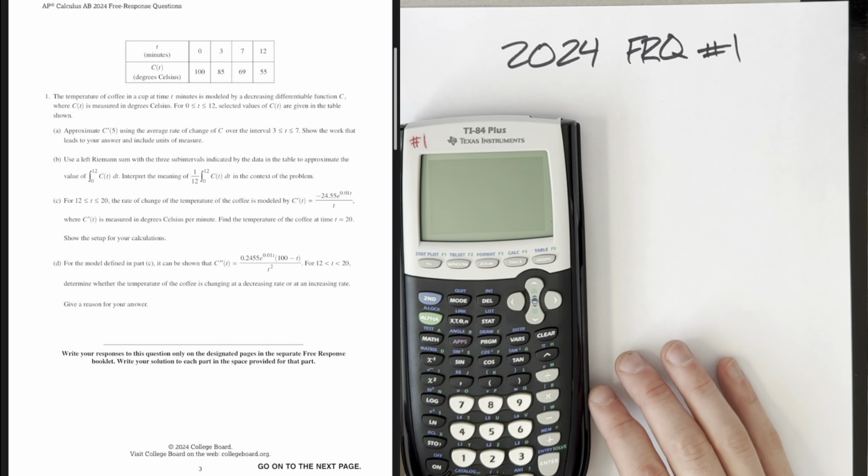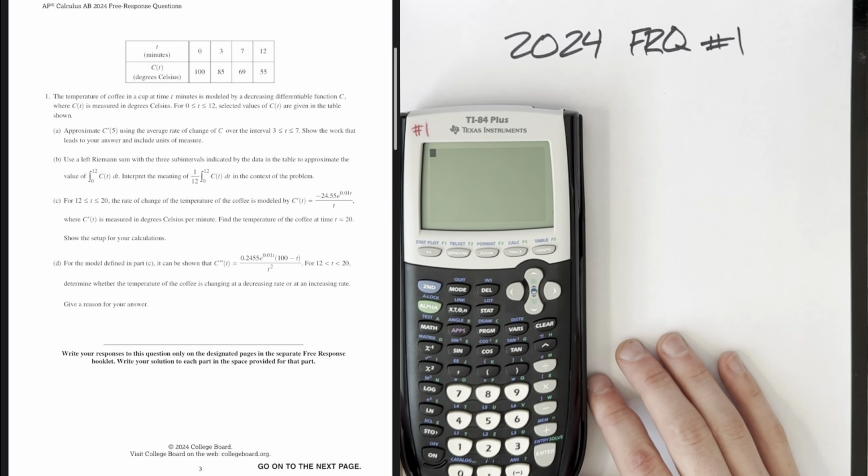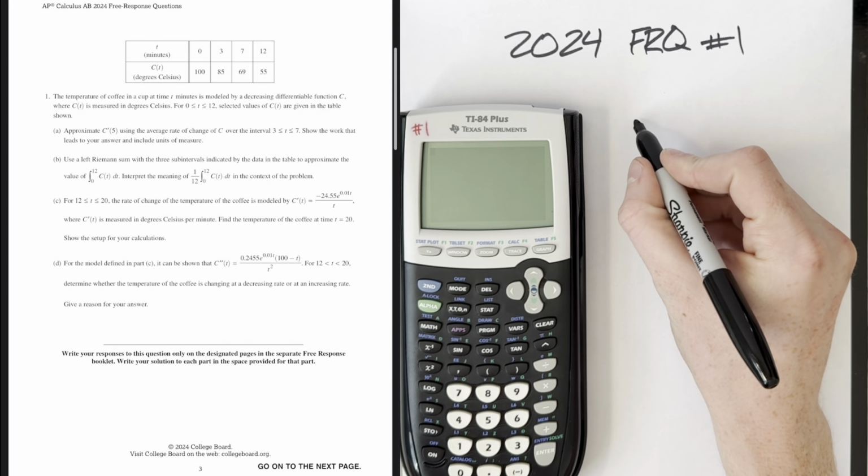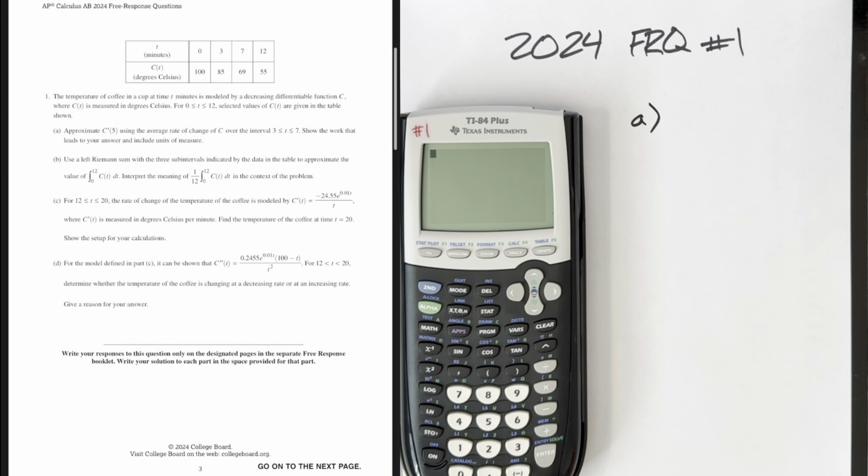So what I'm thinking is I'll put the calculator here on this side. Hopefully you can see it just fine. And I'll put my work over here on the right. So here we go. Question 1. It says the temperature of coffee in a cup at t minutes is modeled by a decreasing differentiable function, C, where C of t is measured in degrees Celsius. For t between 0 and 12, selected values of C of t are given in the table shown. So they give us a table of t and C of t.